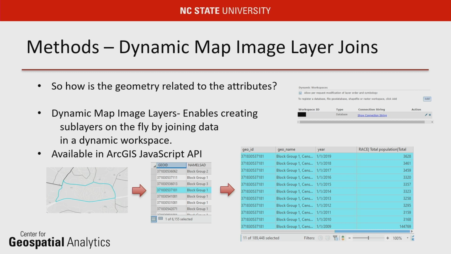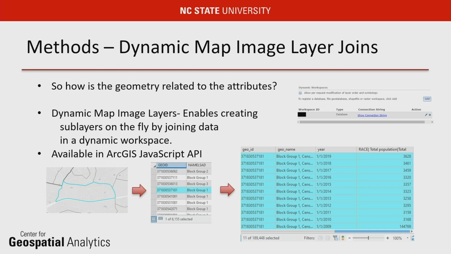And if you spend a lot of time reading the ArcGIS JavaScript API documentation, as I'm sure many of you do, no, I know, this is actually a really powerful tool. So these dynamic map image layers basically enable you to create sublayers on the fly from any data that you have in a registered data source, right? So what we did is we registered our enterprise geodatabase.